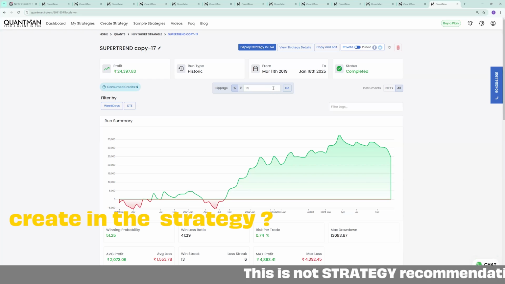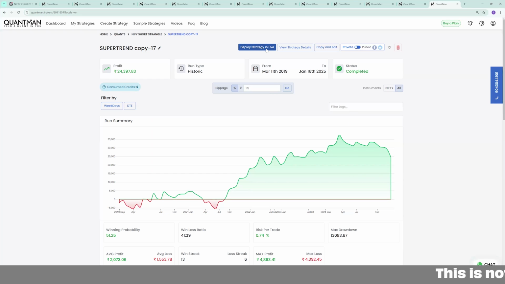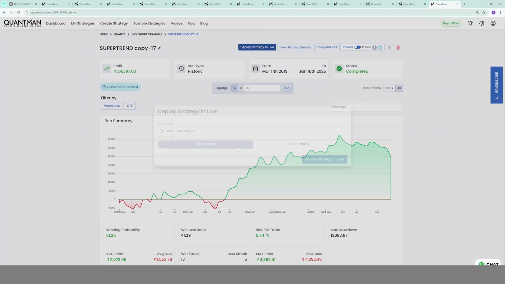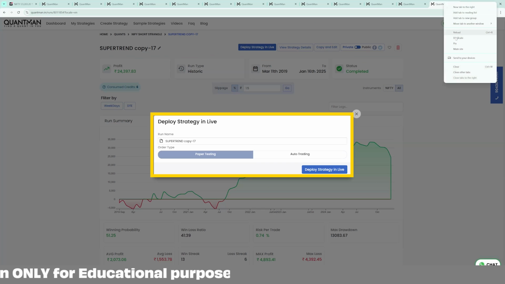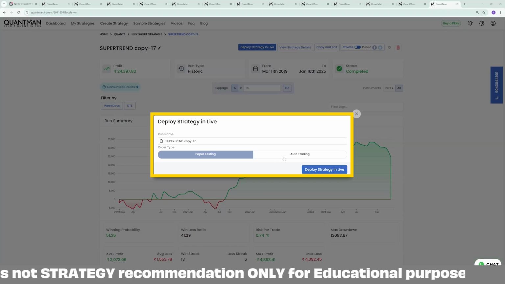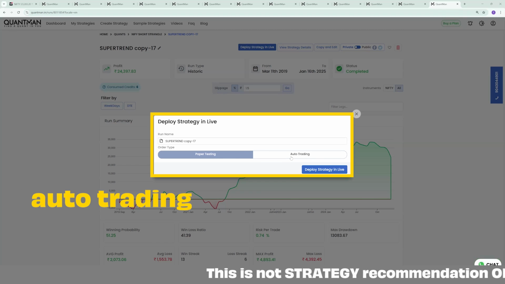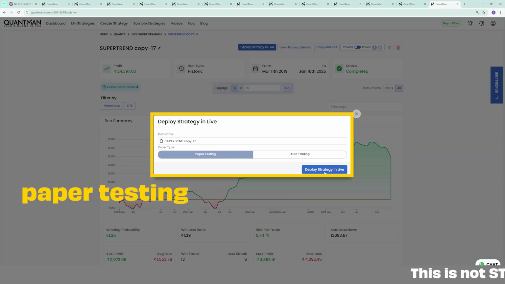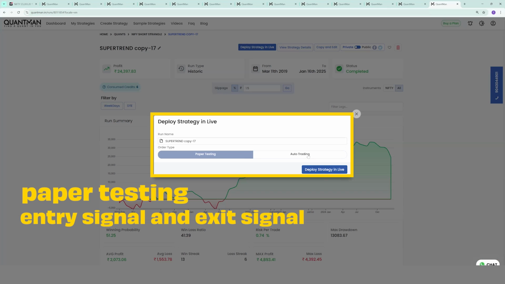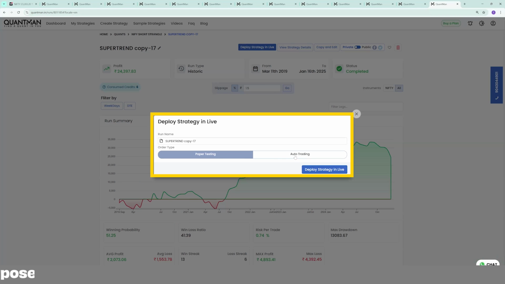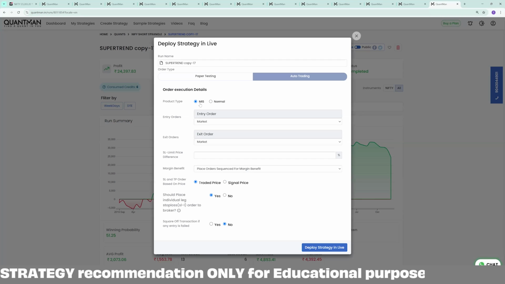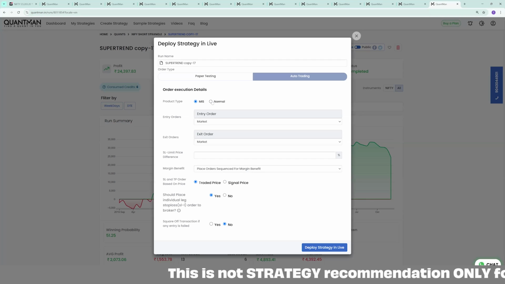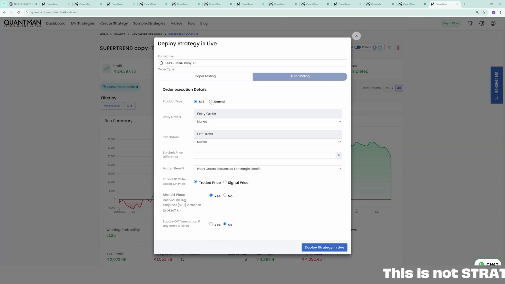Once you have created the strategy, you need to deploy the strategy. Once you deploy, there is a deploy option available. Wait a minute. You have 2 options, paper trade and auto trade. Paper trade means it directly considers the entry signal and exit signal. If you choose the auto trade option, it asks which order type I want to deploy: MIS or NRML normal order, NRML or carry forward, CNC, like that, cash and carry.